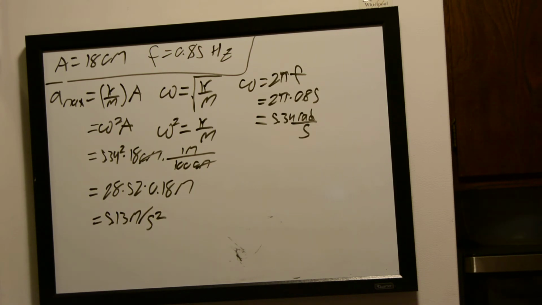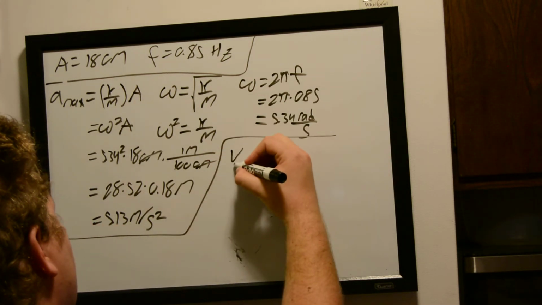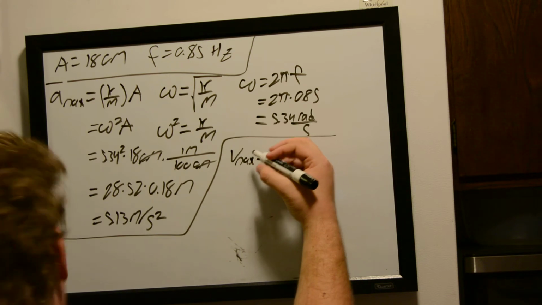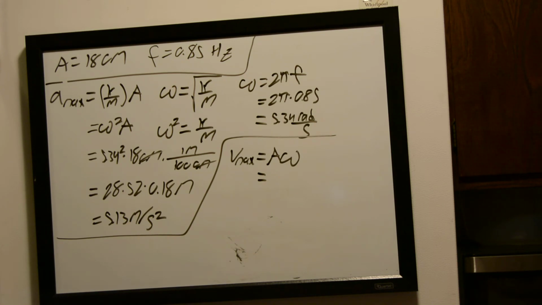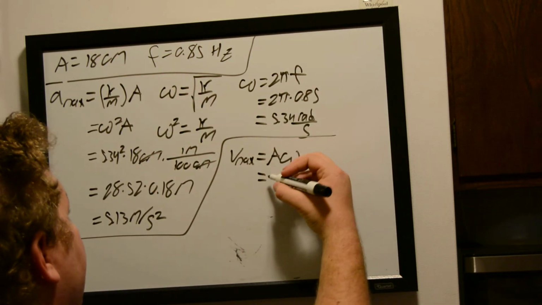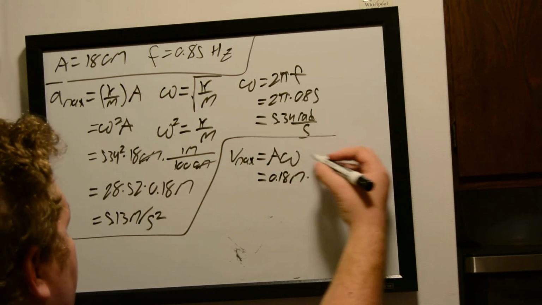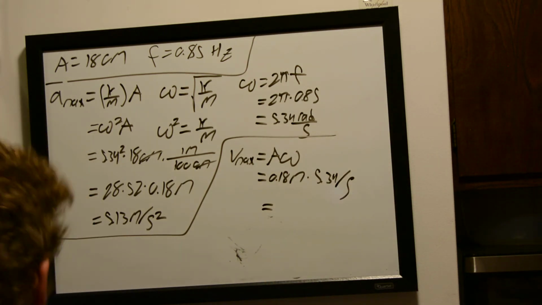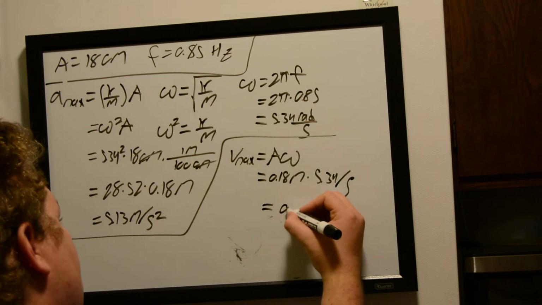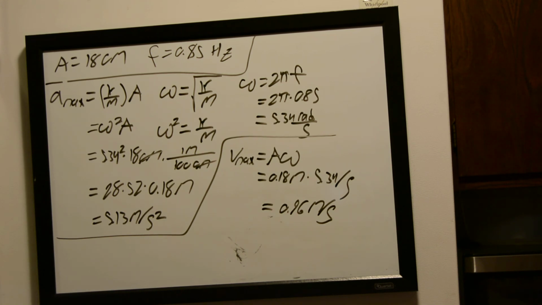So now we have our max velocity, which is given by our amplitude times our angular velocity. We already know both of those, so we can just plug that in as 0.18 meters times 5.34 radians per second, which is going to give us 0.96 meters per second as our maximum velocity. And I'm going to do part B of this problem in the next video.